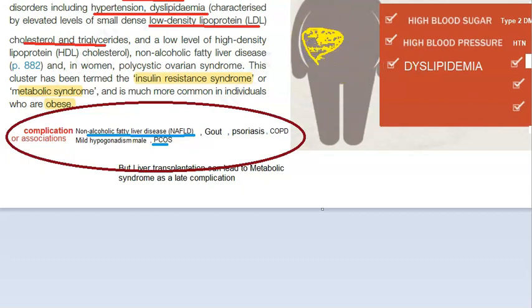And what else can they have? These ladies can have PCOS. Okay. PCOS means polycystic ovarian syndrome. That means they will have irregular menstruation, heavy bleeding during menstruation, and they can have infertility issues. Okay. Because they'll have anovulatory cycles. Okay. So this is all about metabolic syndrome.